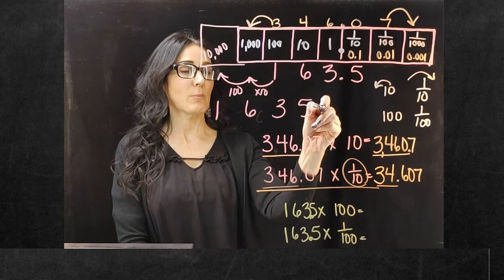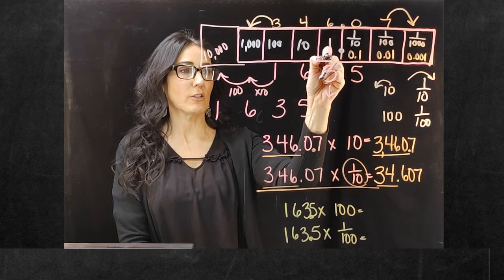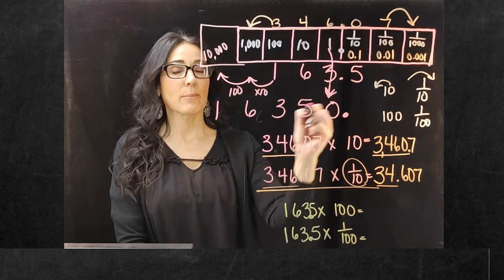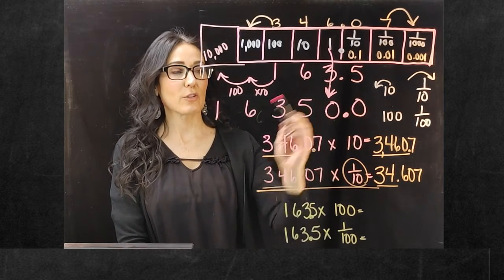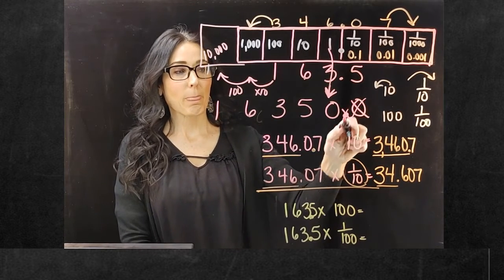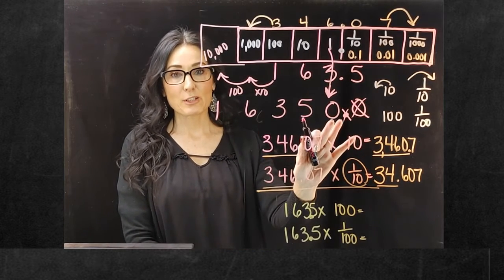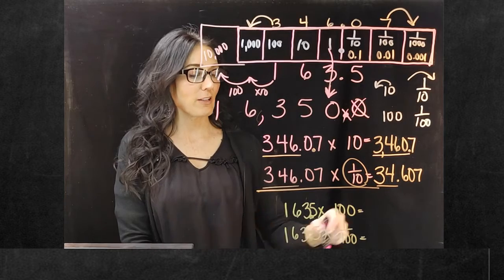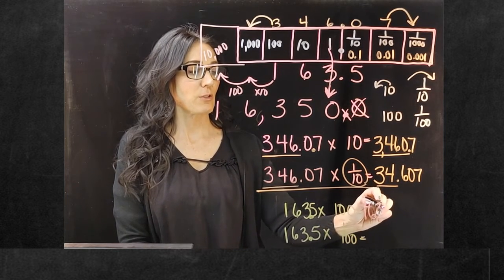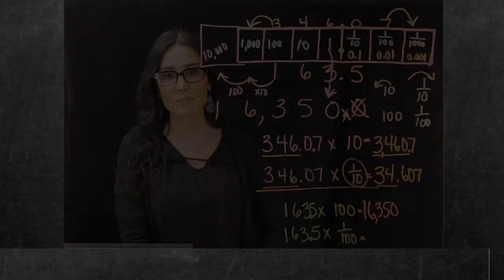Now I have nothing in my ones place right here. Notice I have nothing in my ones place, so I'm actually going to have to add a 0 there, and my decimal can go there, and I can turn that into a 0 also. Now I don't need this decimal, but I do need that placeholder 0, okay? So our final answer on this is going to be 16,350.